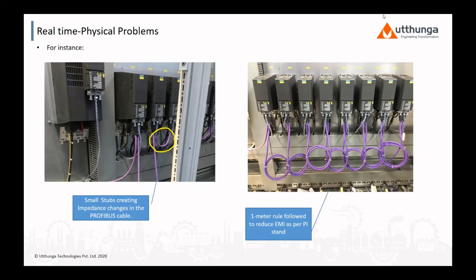What happens when impedance changes? As per the standard, PROFIBUS impedance is 150 ohms. So when the impedance changes, the complete network will go for an error or corruption on the logical side, and it will gradually go for intermittent failures in the drives. That's why we recommend using the 1 meter rule in the complete network to reduce the EMI. This is a PI recommendation, and you can get a stable network.